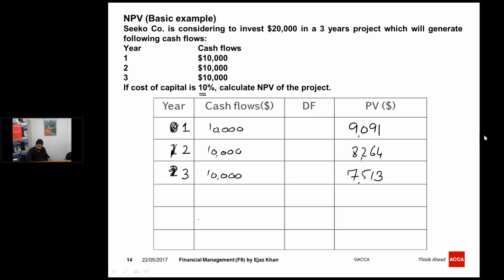Excuse me. Can I have the total of these 3 cash flows? Can anyone calculate the total of these 3 cash flows for me?